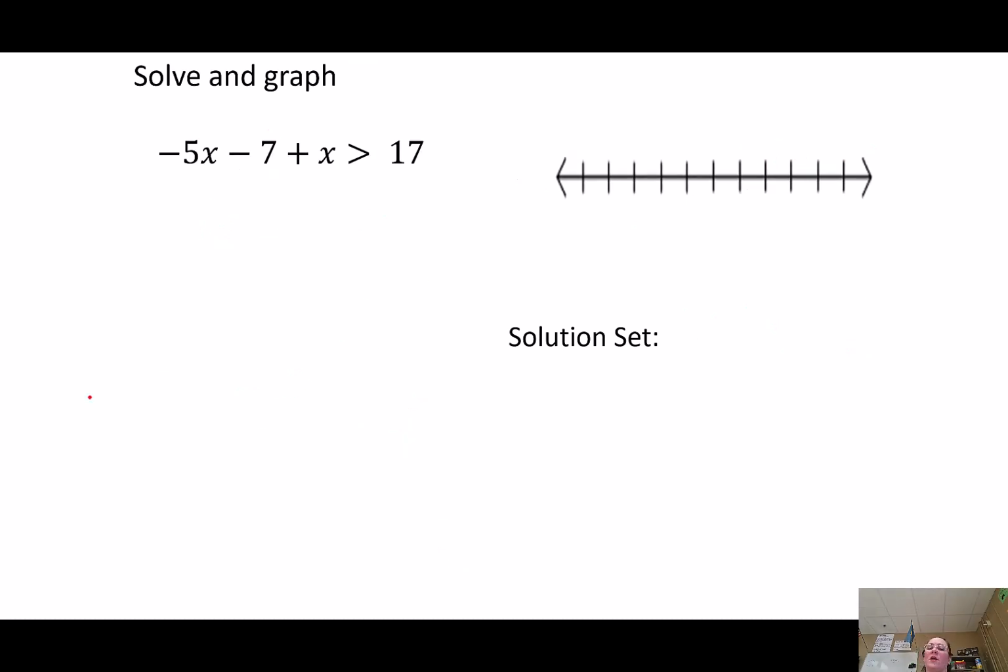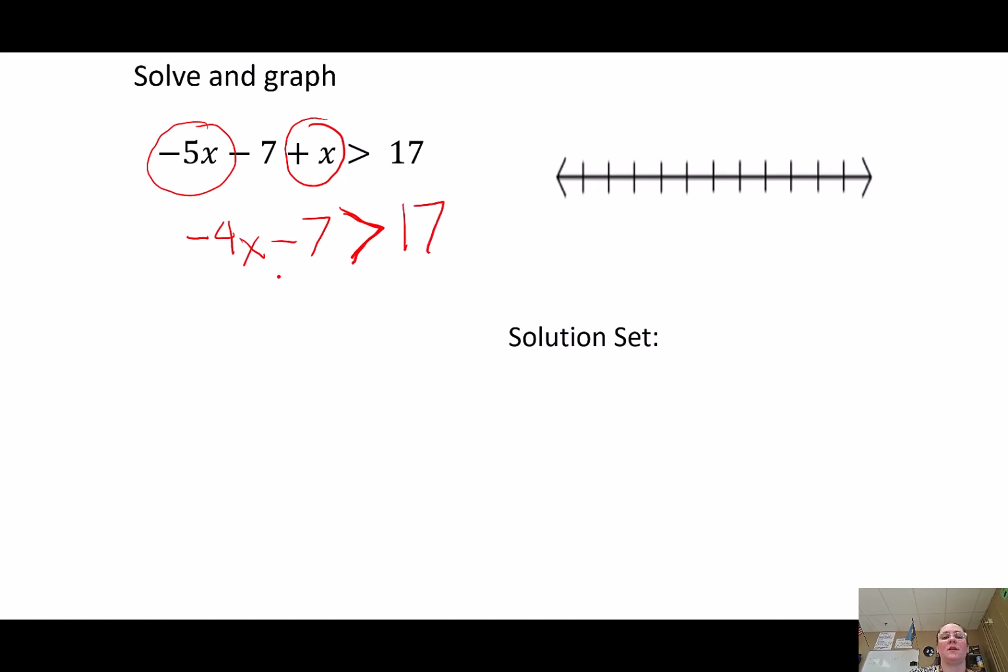All right, so let's look at this one here. I don't have anything that I need to distribute. However, I do have like terms on the left here. Negative 5x plus x gives me negative 4x. I still have the minus 7, and that's going to be greater than 17. So I'm going to add 7 to both sides, because now I have just a simple two-step.